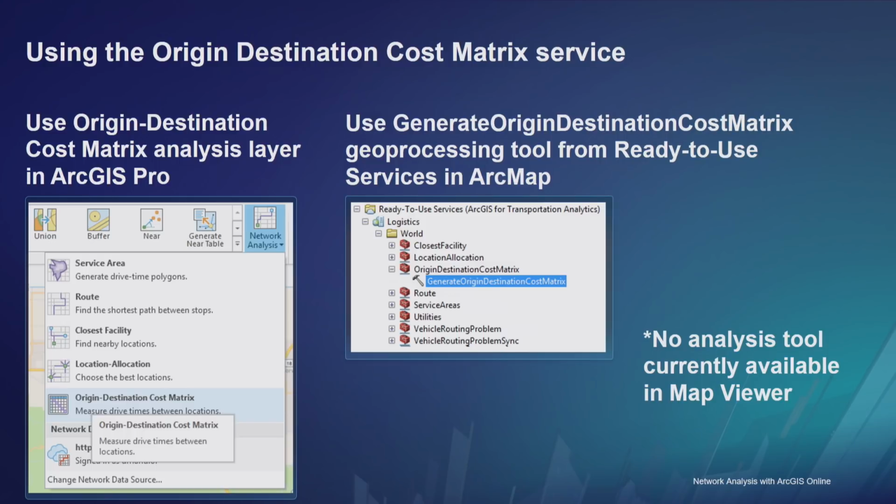Currently, there isn't a map viewer tool in the analysis platform to do the OD cost matrix. It's really just because we haven't had many requests for it. If you guys are interested in this and you have use cases for it, please just let us know. It's definitely something we can add if we think that there's a use for it.